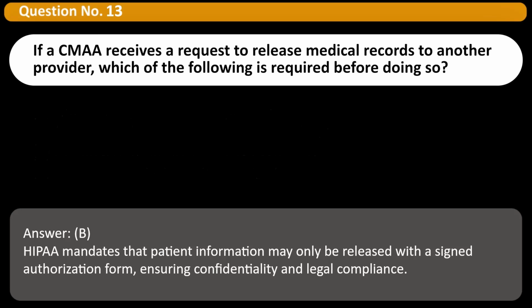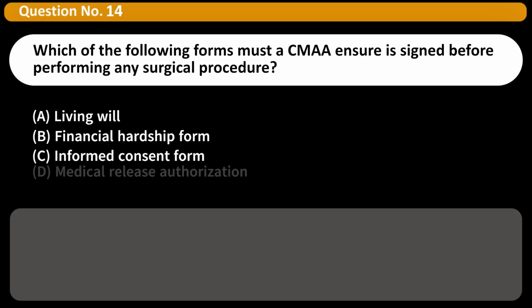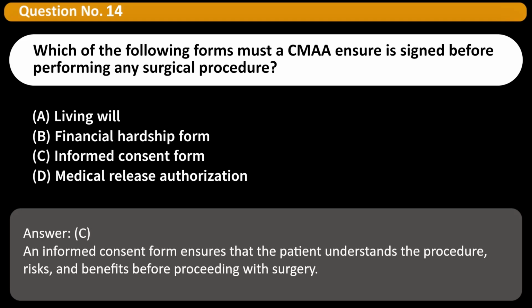Which of the following forms must a CMAA ensure is signed before performing any surgical procedure? A. Living will. B. Financial hardship form. C. Informed consent form. D. Medical release authorization. Answer: C. An informed consent form ensures that the patient understands the procedure, risks, and benefits before proceeding with surgery.